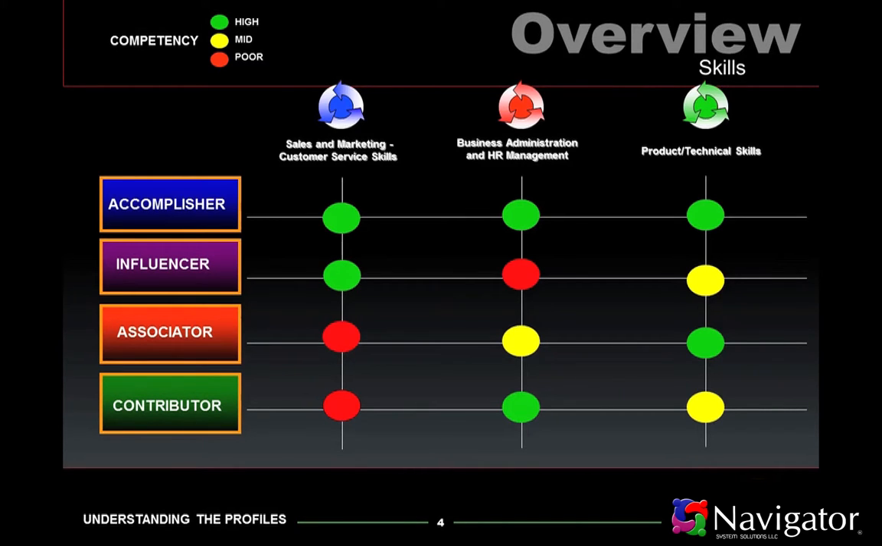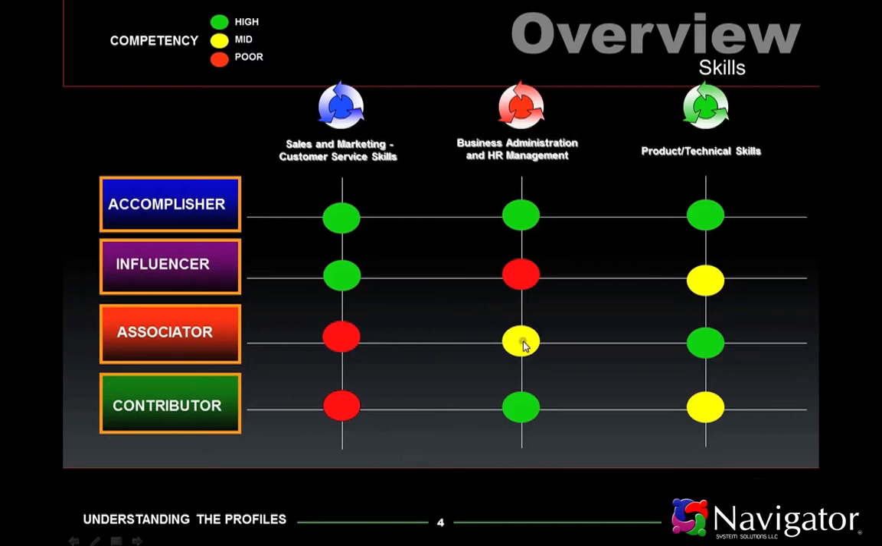Now look at the 4 profiles and the 3 skills, and look at where the associator comes out. Sales and marketing, customer service skills? No, not at all. The associator is sales averse. And the reason they're sales averse is because they don't want to ever do anything that would alienate them from being liked. So they're not generally good at sales and marketing.